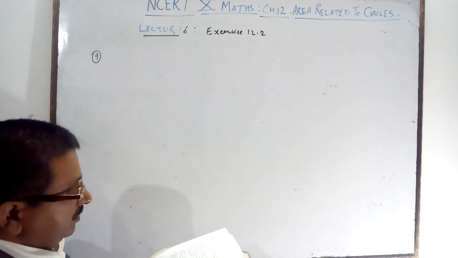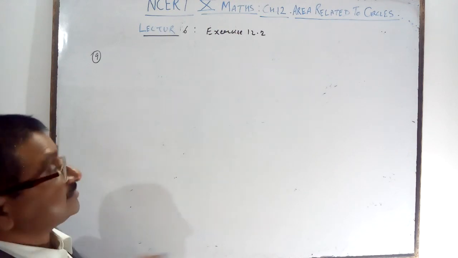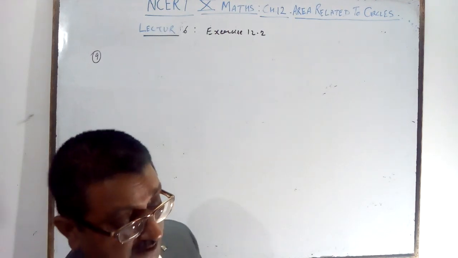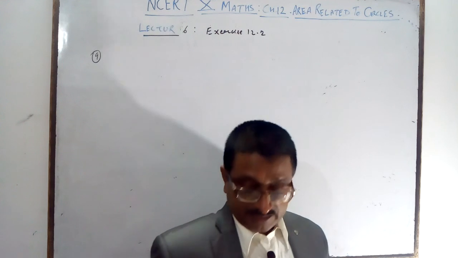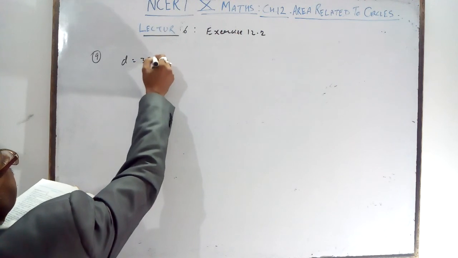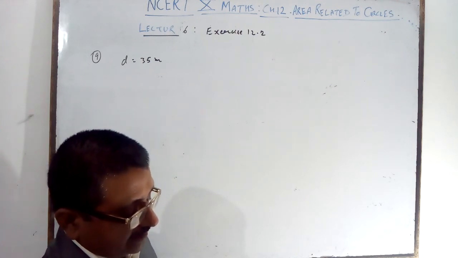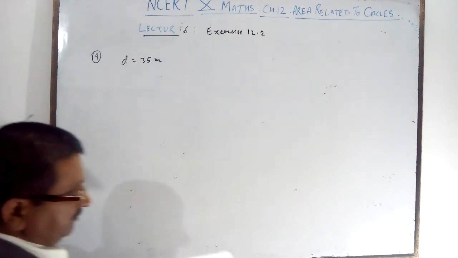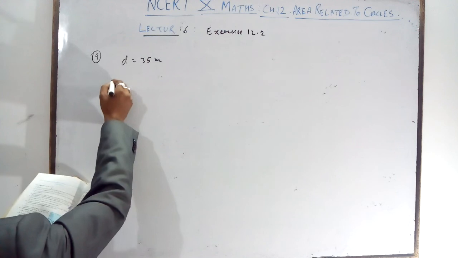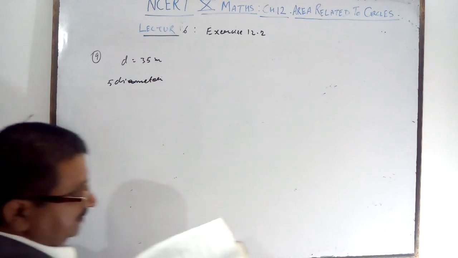Exercise 12.2. A brooch is made with silver wire. First, very important thing, it is made of silver wire in the form of a circle with diameter 35 mm. And then the wire is also used to make 5 diameters. How many diameters are used? 5 diameters are there in total. The number of diameters is 5.